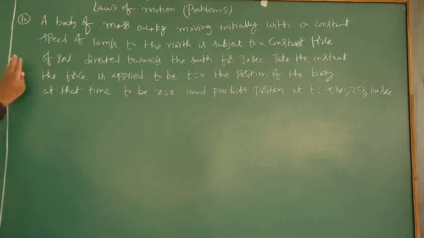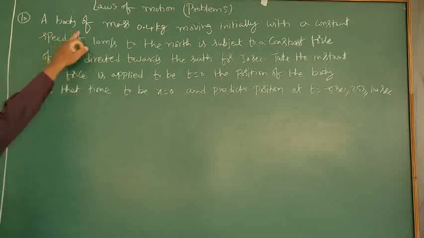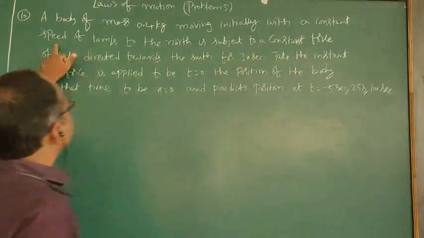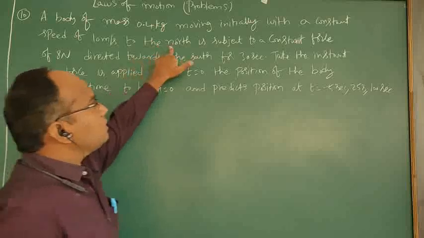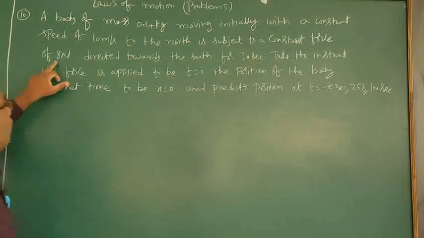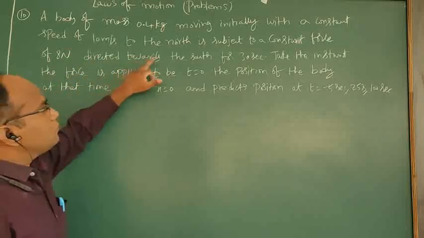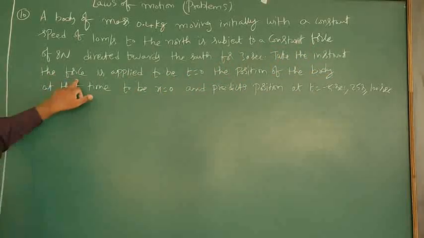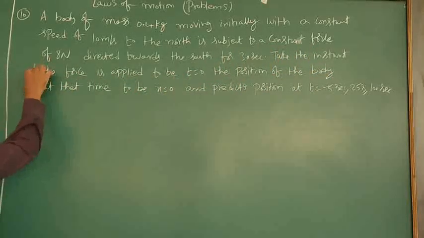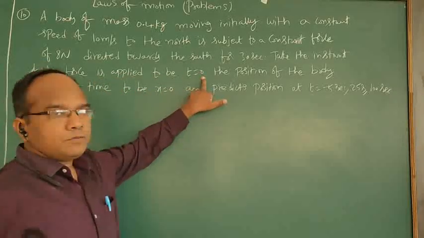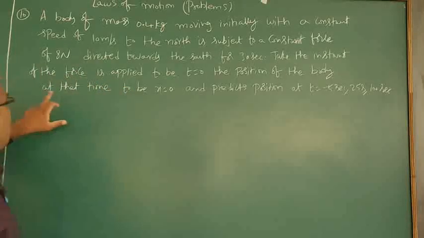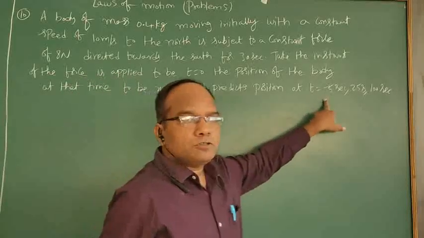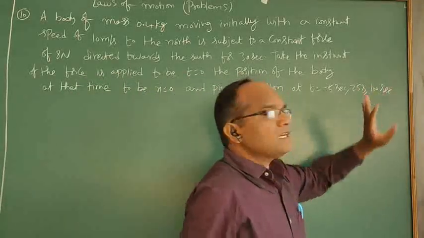See, this is the 10th problem up to 920. A body of mass 0.4 kilogram moving initially with a constant speed of 10 meter per second to the north is subjected to a constant force of 8 Newton directed towards the south for 30 seconds. Take the instant the force is applied to be t is equal to 0. The position of the body at that time to be x is equal to 0, and predict the position at t is equal to minus 5 seconds, 25 seconds, 100 seconds.